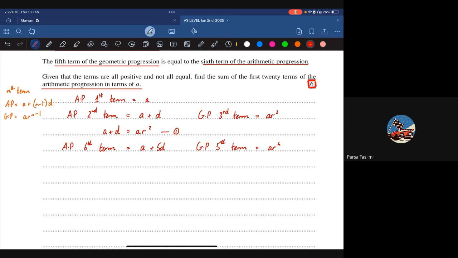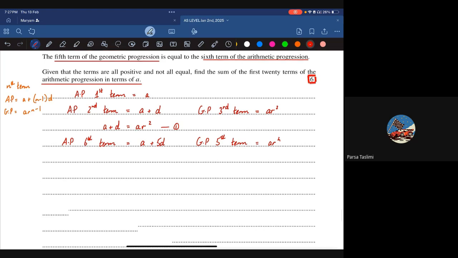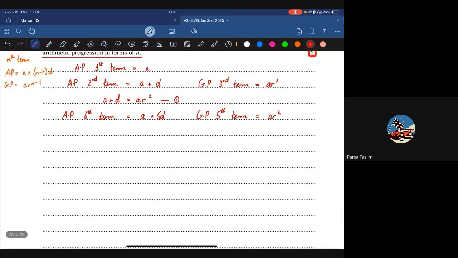Clear? A bit of substitution is going to come into place now. For the above, I can simply substitute this, and these two are equal. So it's going to be A plus 5D is equal to AR to the power 4. Clear, Parsa?